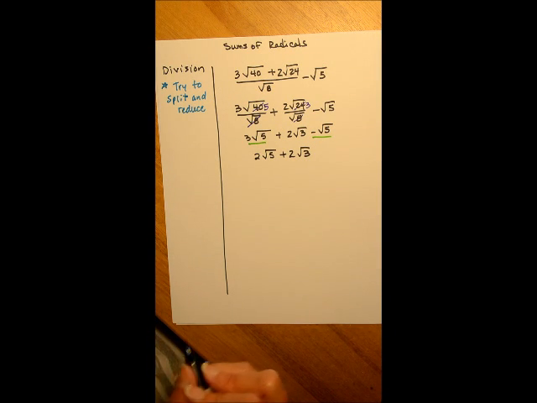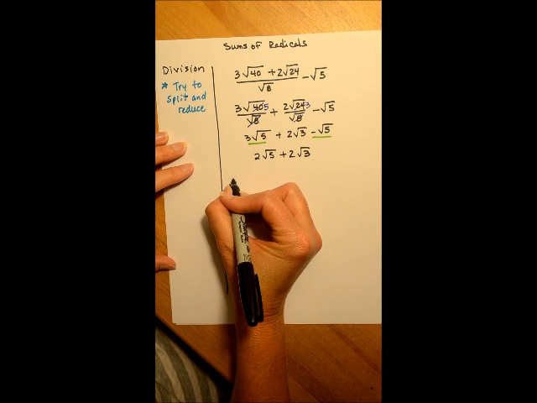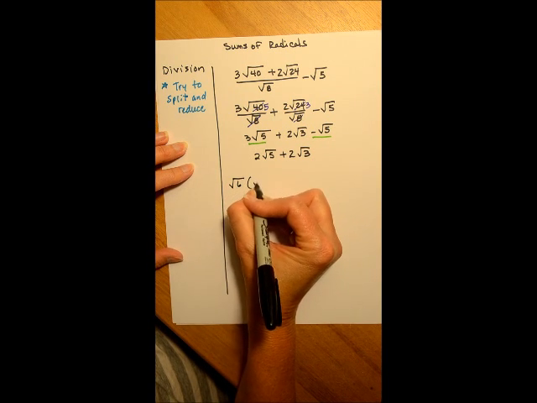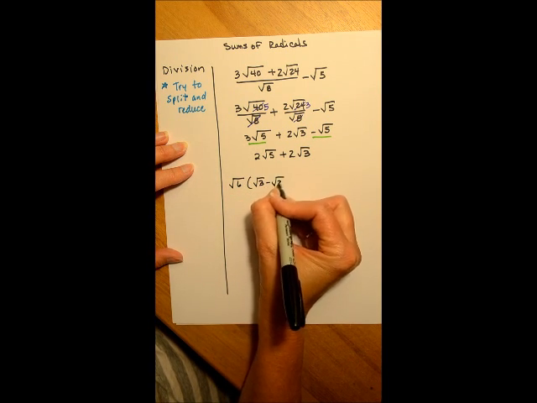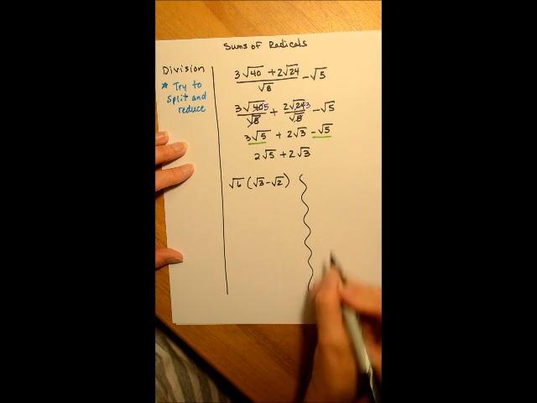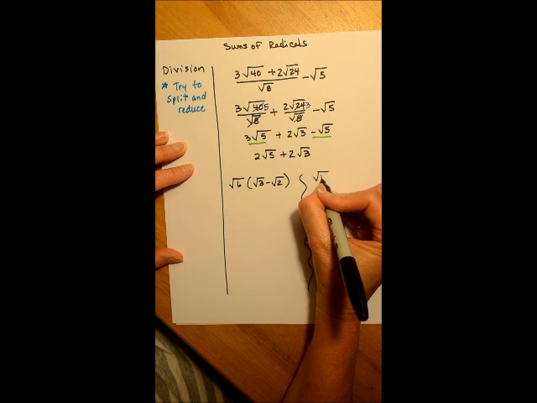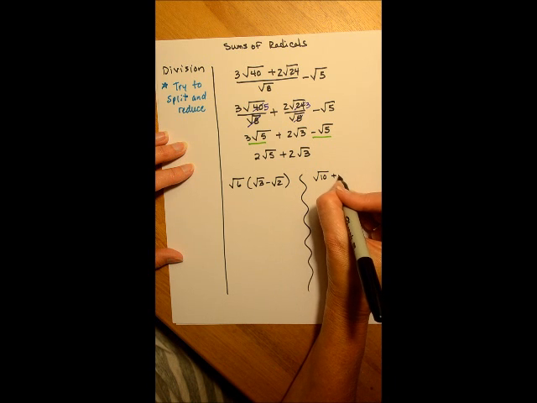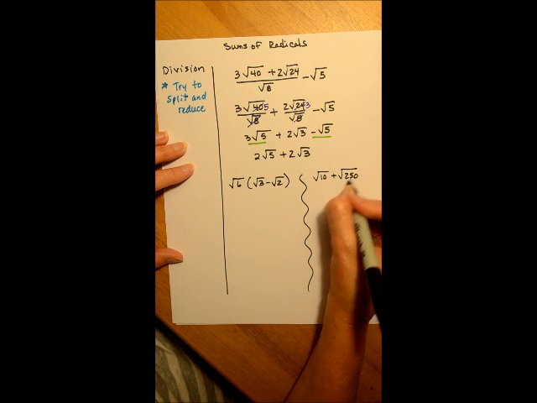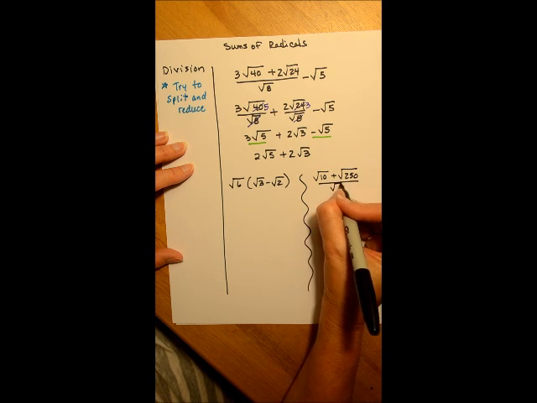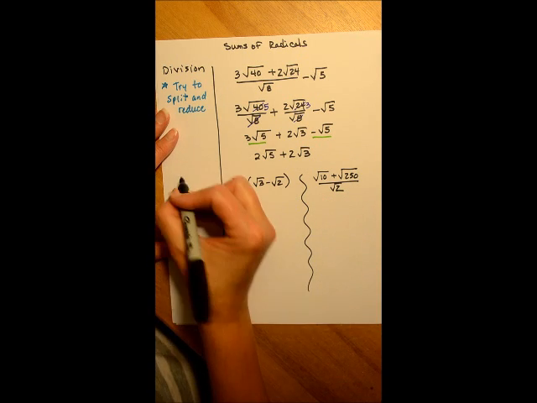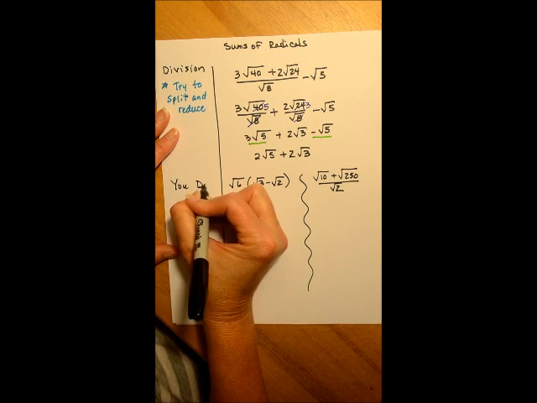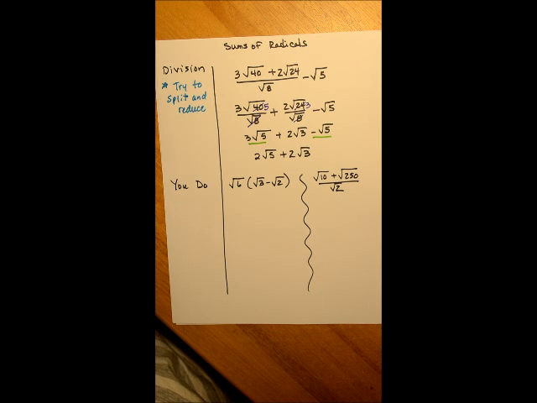Here's a couple for you to do. Square root 6 times square root 3 minus square root 2. Try that one out. And square root 10 plus square root 250 all over square root 2. Go ahead and try those out. Pause the video. These are a you do. See if you can do them.